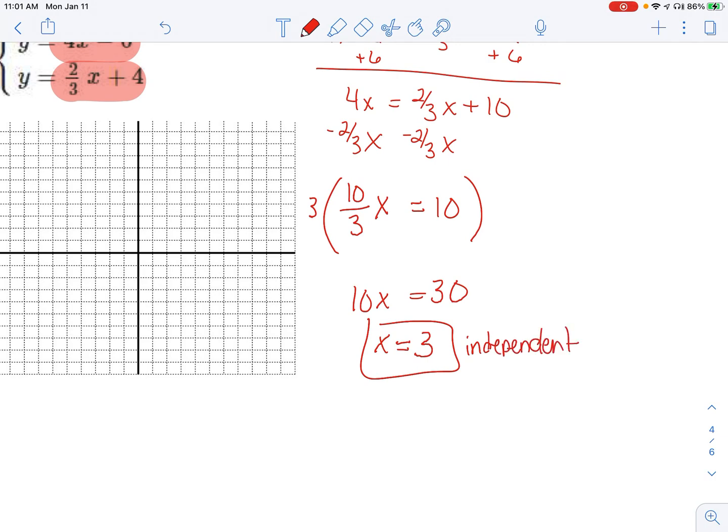The reason it's independent is that you get an answer. Dependent means your x's and y's cancel out and you get like 4 equals 4. Inconsistent would mean your x's and y's cancel out and you get like 4 equals 10.